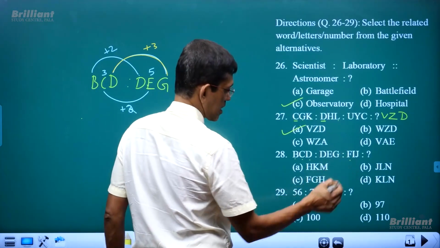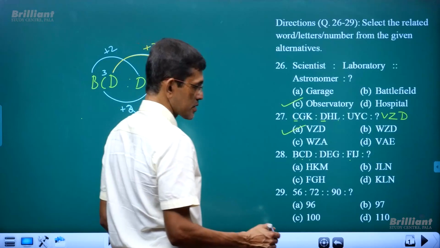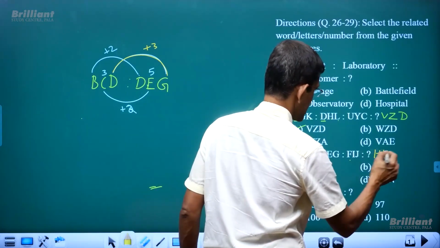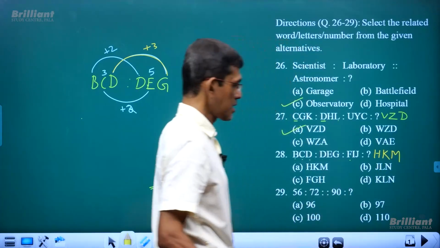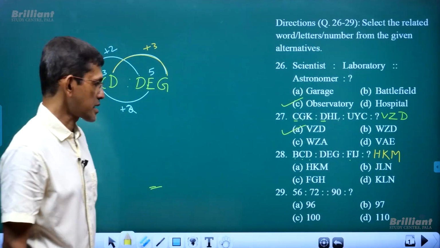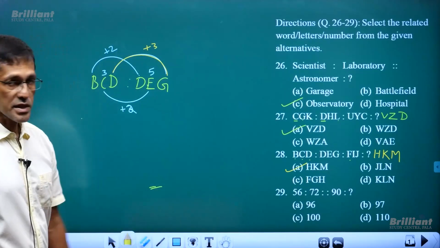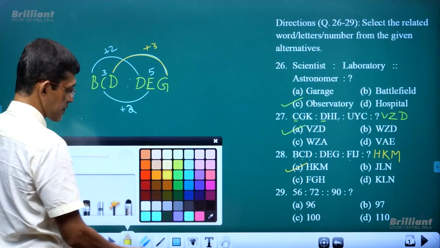The same pattern for F, I, J. So this is plus 2, plus 2, plus 3. In the same way, F plus 2 is H. I plus 2 is K. J plus 3 is M. So H, K, M is the pattern.